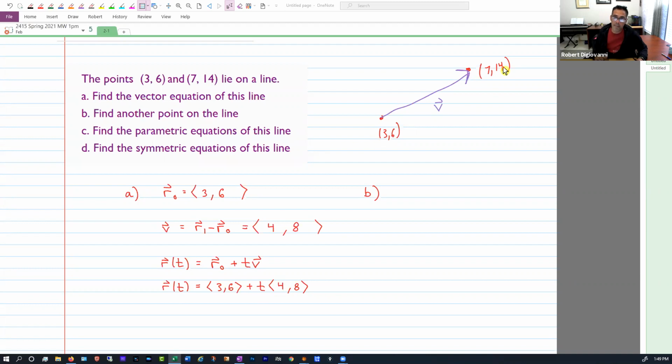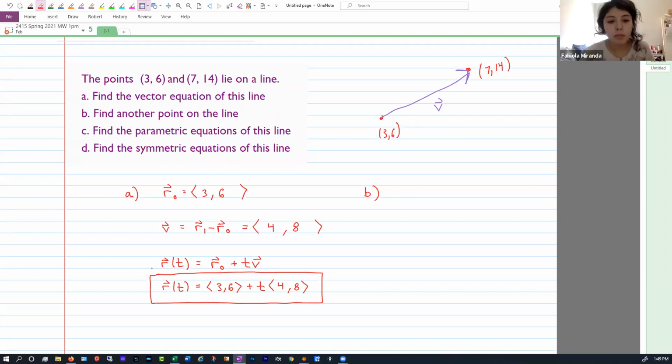Could you use the vector equation? This thing right here, you should be able to generate every point on the line with this. So what could you do to that vector equation to give me some other point that we don't already know exists? We can plug in 1 or 2 for t. Yeah, just plug in some number for t, right?